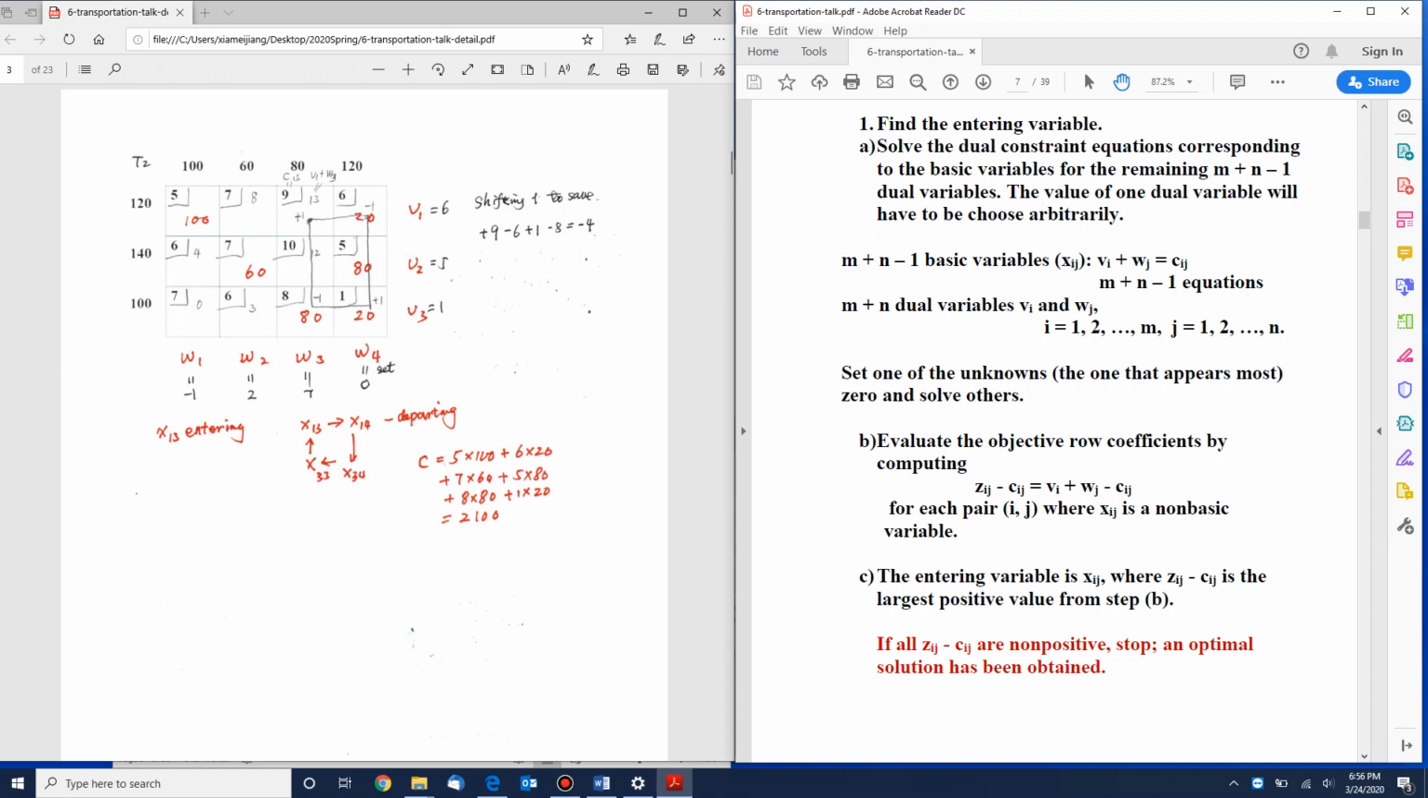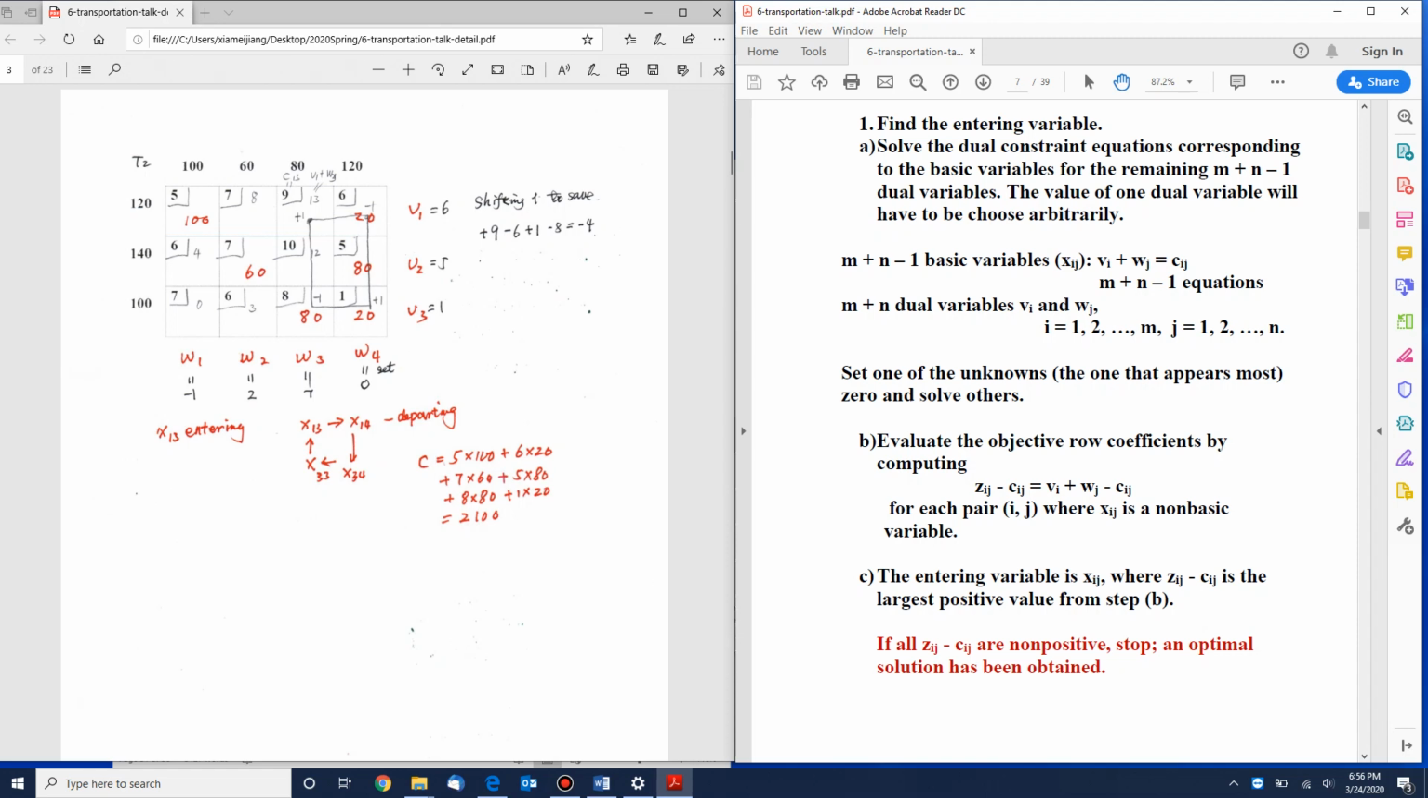For example, x13 is a non-basic variable. So v1 plus w3 equals what? 6 plus 7 equals 13. I put 13 there. You could see that on the first row, the third cell.